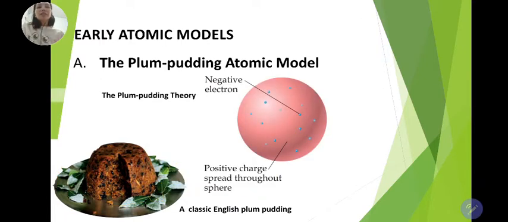So, yan. Yung cloud na sinasabi kanina ni J.J. Thomson is etong pink na to. And then the protons, which are considered by him as the positive charges, and then etong mga bilog na blue ay yung negatively charged electrons.